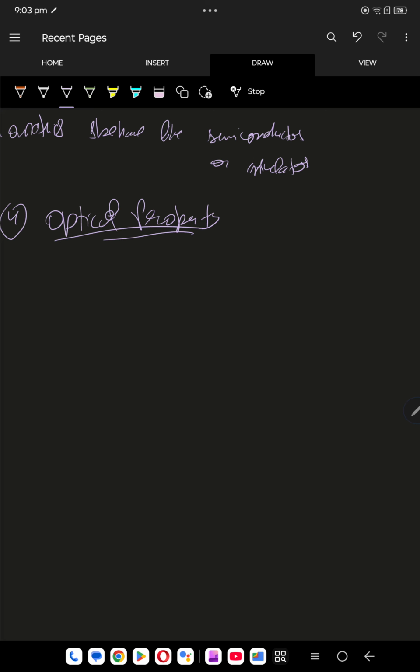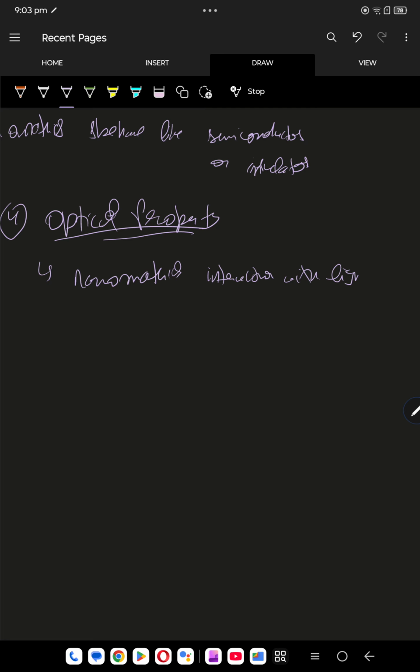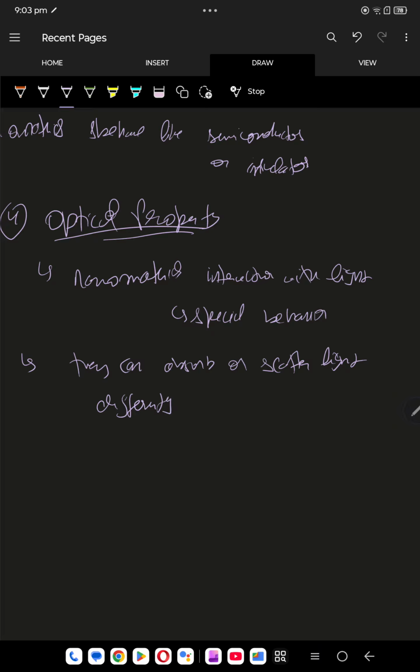Now coming to the last one, that is optical property. Here nanomaterials show different special properties on interaction with light. Special behavior, and also they can absorb or scatter light differently. They can absorb or scatter light in different colors or wavelengths. That also you can write.